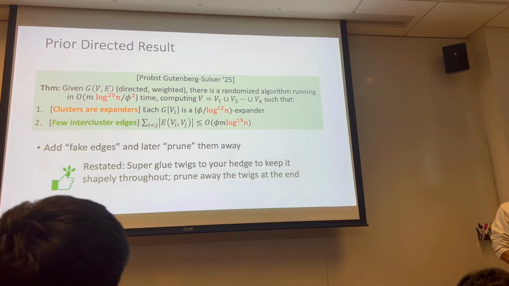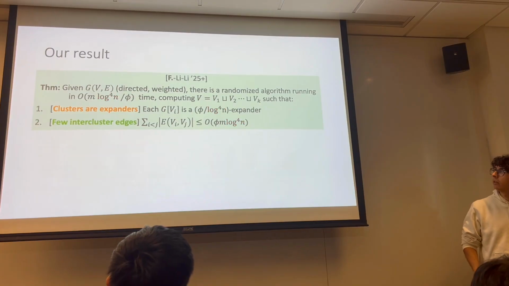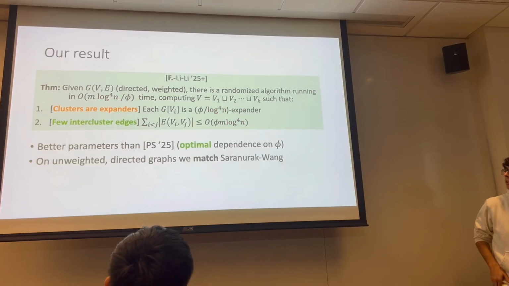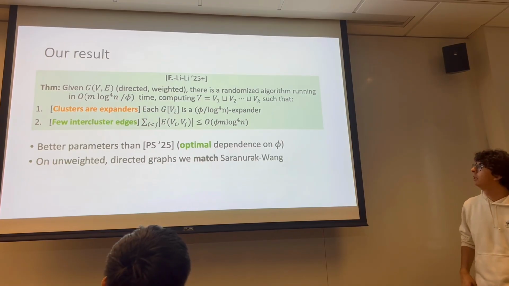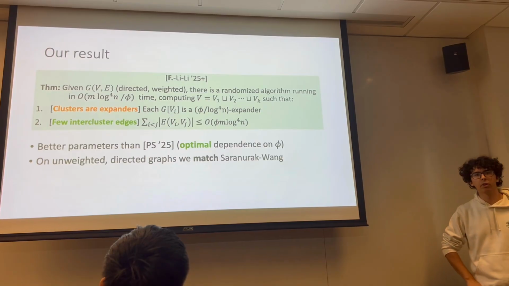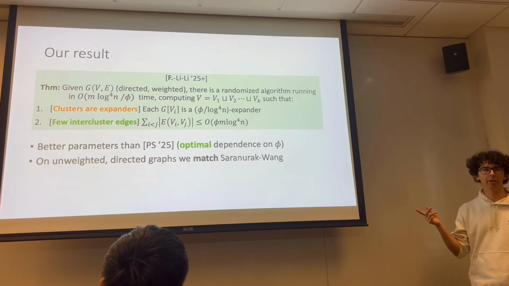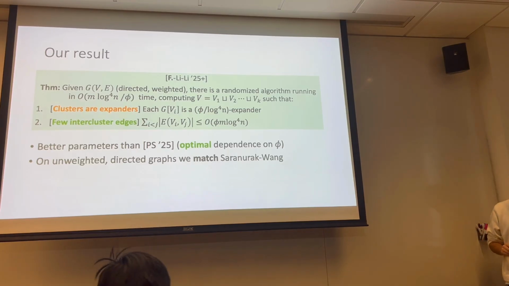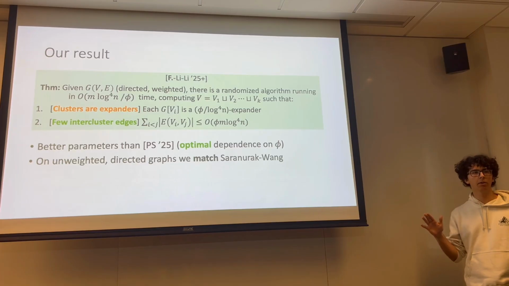But yeah, this was a nice result. So this is the direct precursor to our work, and that's our work. And so we get better parameters, I guess, and in particular optimal dependence on this expansion parameter. But I think the more important aspect of our work is that on unweighted directed graphs, we match Saranurak and Wang, which is the unweighted, undirected expander decomposition algorithm. So we kind of view our work as the way to implement Saranurak and Wang, but in a directed setting.